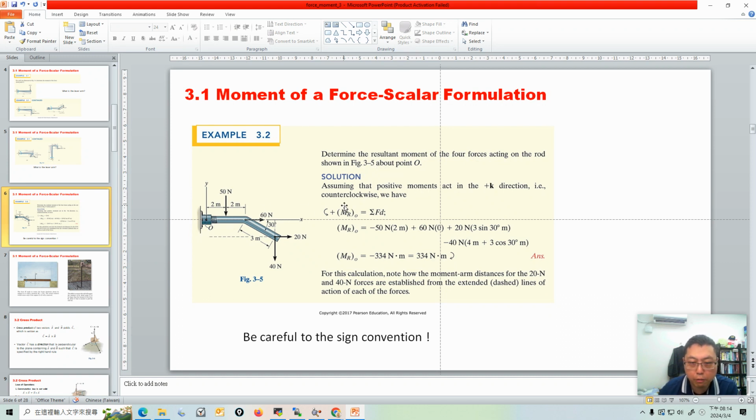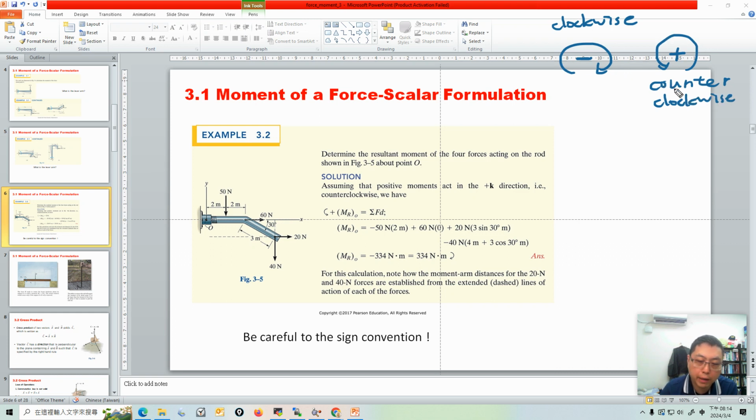Using this example, I will also show you the sign convention in moment calculation. If it's clockwise, it's negative, and if it's counterclockwise, it's positive. Clockwise is negative, counterclockwise is positive. That's a convention. Without this convention, you cannot ask why. That's the convention we use, so don't change this rule.